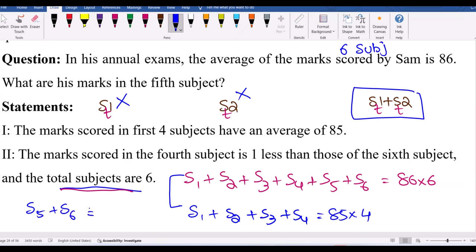And I want the fifth one, no? If I know the sixth one, I can map the fifth one. Marks scored in the fourth subject is one less than the sixth subject. If the fifth subject is given, then okay. Fifth and sixth, there is an understanding we can solve. But together also not sufficient here. I want S5.